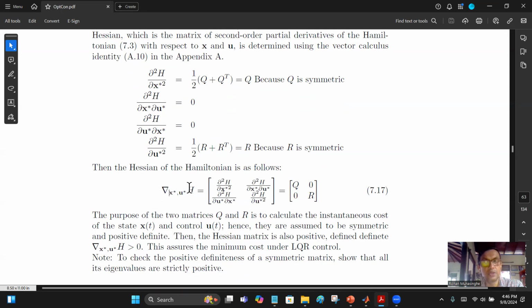That is the Hessian matrix H. This is the first element, second, third, and fourth. So it will be Q and R on the main diagonal and off-diagonal zeros. So Q is a diagonal matrix, R is also a diagonal matrix, and all the non-diagonal elements are zeros.